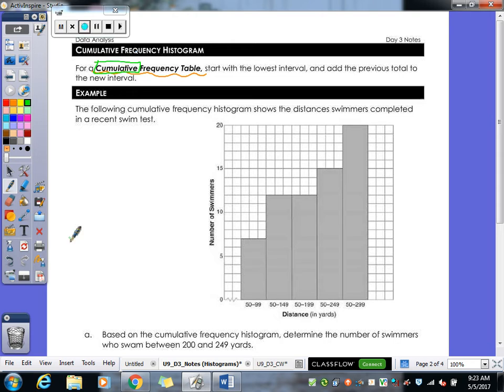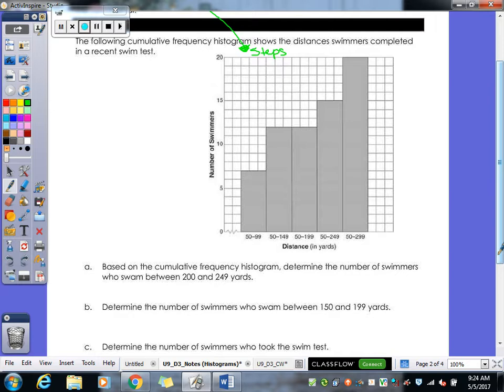So what happens is with your cumulative frequency table, it ends up looking like this, which to me kind of looks like steps. So if you get a histogram where it looks like a whole bunch of steps, that is a cumulative frequency one. So that means they keep adding it up. Your other hint that it is a cumulative frequency is if you look at your intervals down here, your intervals all start with the same number. They all start with a 50. So that tells you it's adding 50 to 99, and then it's 50 to 149. So they added more to it, and then to 199.